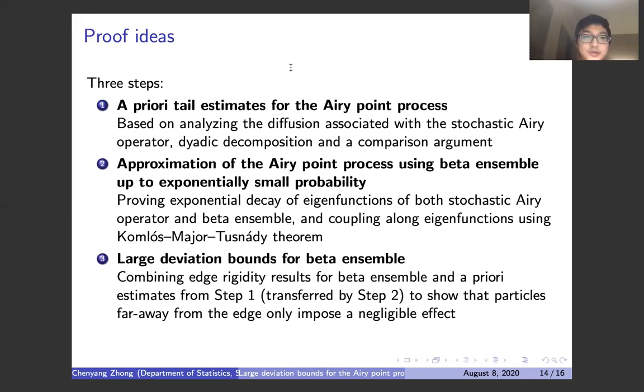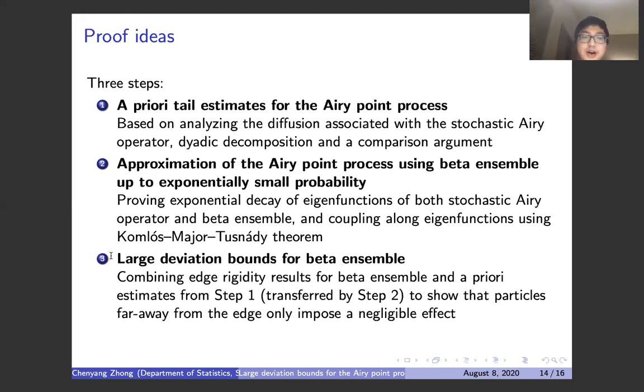And there are three steps in the proof. The first one is a priori tail estimates for the Airy point process, which is mainly based on the diffusion. The second part, as we have already explained, is approximation up to exponentially small probability. And there are two components. The first one is to prove exponential decay of eigenfunctions of both operators up to exponentially small probability. And the second one is to couple along eigenfunctions using a tool such as the KMT theorem.